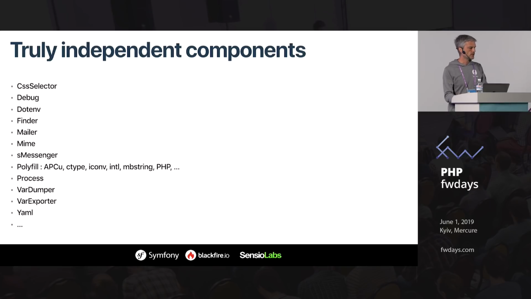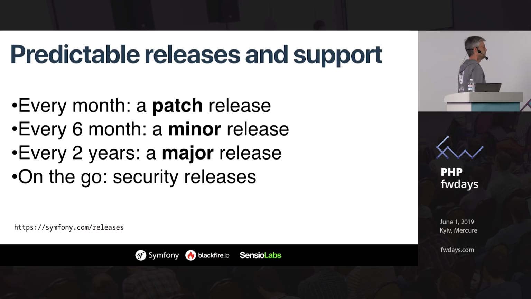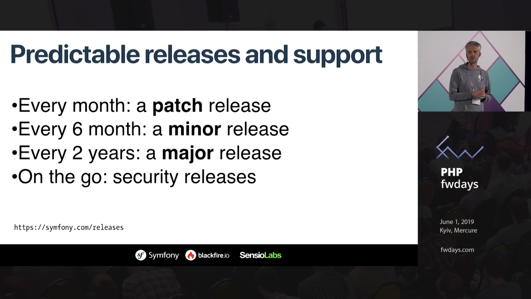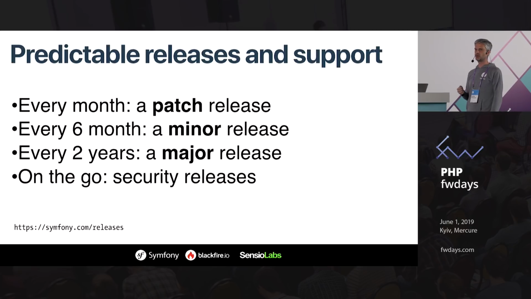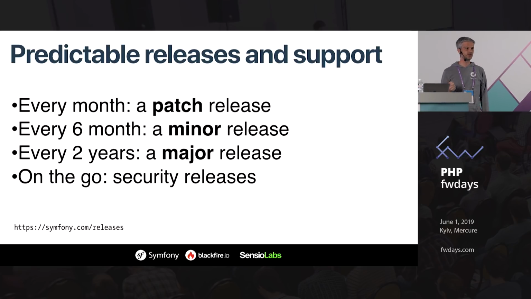Okay. This one is also very important for me, and that's all about the processes that we have in the Symfony world. Being predictable is very important for our users. So some of you ask me about Symfony 5 and when it's going to be available, and I can tell you it's going to be released at the end of November this year. No questions about that, that's for sure. So every 6 months, we have a new release. Every 2 years, we have a major release.